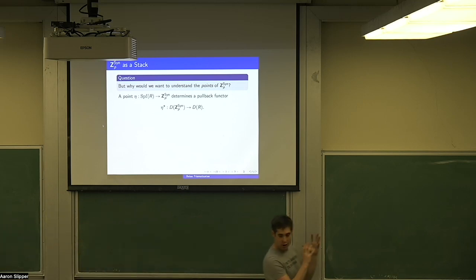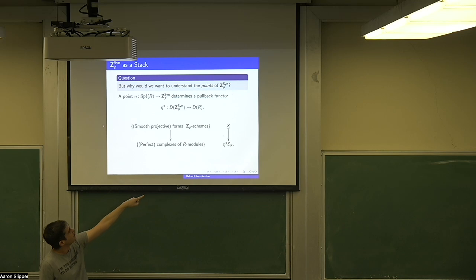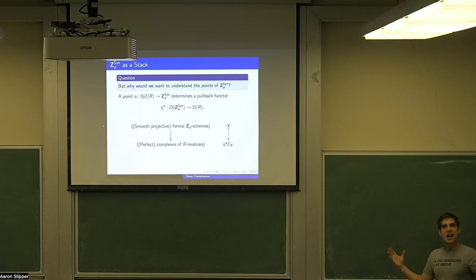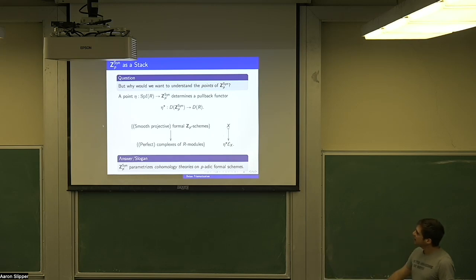That gives you some functor from the category of prismatic F-gauges, so they're sheaves on ZP-SYN, to the derived category of R. And in particular, you can do that to the prismatic F-gauge that you've associated to a p-adic formal scheme X. So if you have some p-adic formal scheme X, you can form this prismatic F-gauge that I call E sub X. You could pull it back along eta, and then you get a complex of R-modules. And if you like, you could take the cohomology and get actual R-modules that are some kind of invariants of this. And so the way to think about this is that this ZP-SYN is some kind of parameter space for cohomology theories on p-adic formal schemes.